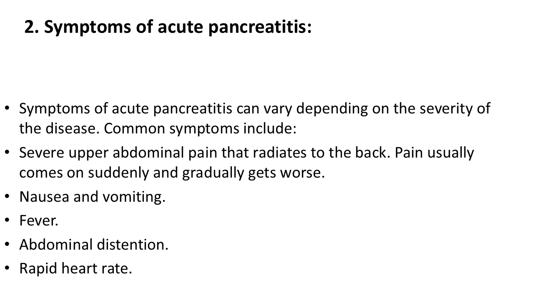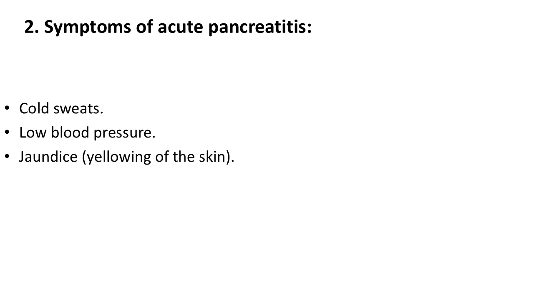Common symptoms include severe upper abdominal pain that radiates to the back. Pain usually comes on suddenly and gradually gets worse. Nausea and vomiting. Fever. Abdominal distension. Rapid heart rate. Cold sweats. Low blood pressure. Jaundice, or yellowing of the skin.